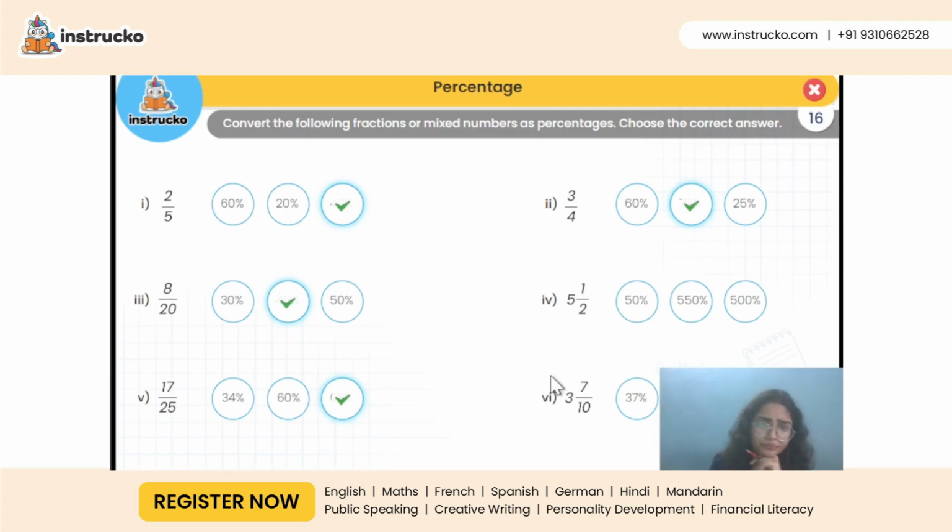Next, mixed fractions, mixed numbers. How do we solve mixed numbers? We'll do that quickly. How do we read mixed fractions? First of all, we say 5 whole 1 by 2. Similarly, this is 3 whole 7 by 10.